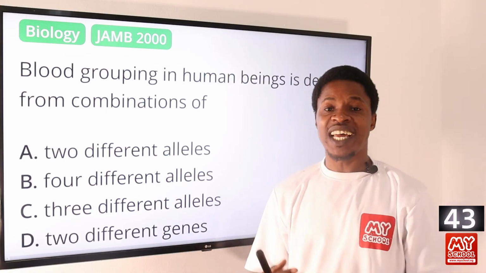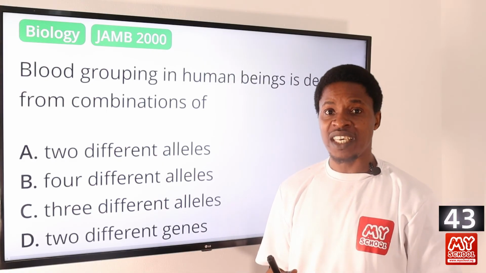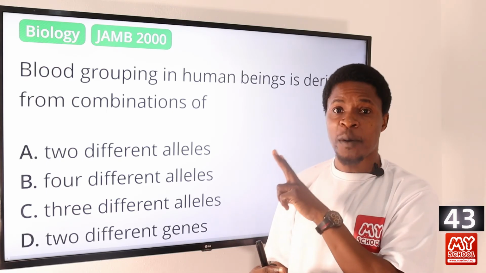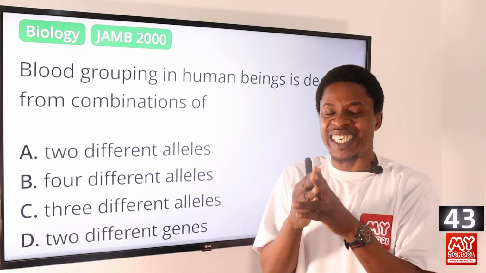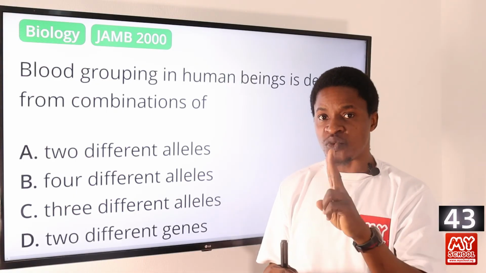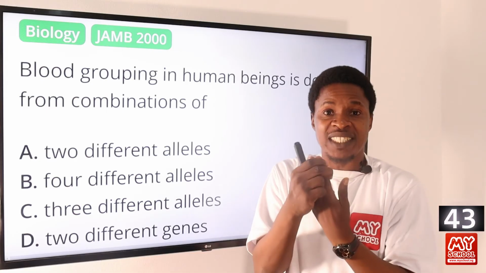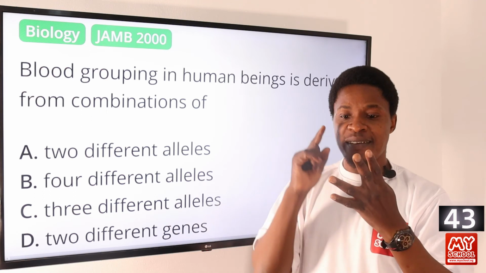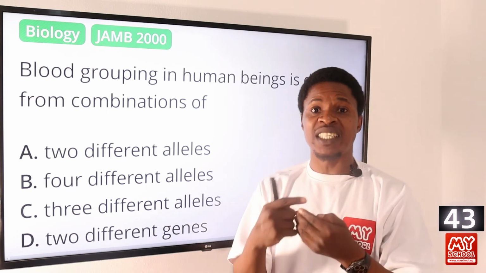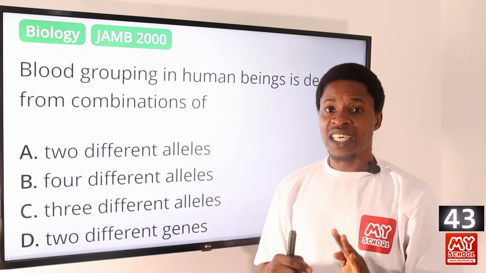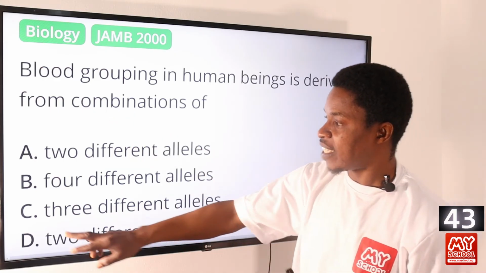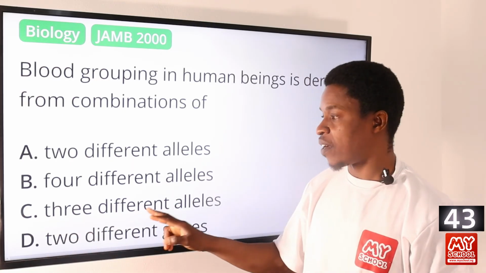You understand that humans are diploid, and because of that, only 2 of the alleles can be present in a cell at a time. Only 2 of those can combine together to be present in a cell. So generally, all the 4 blood groups A, B, AB, and O that are present in humans are actually controlled by just 3 alleles. So the correct answer here is option C, 3 different alleles. Option C is the correct answer.